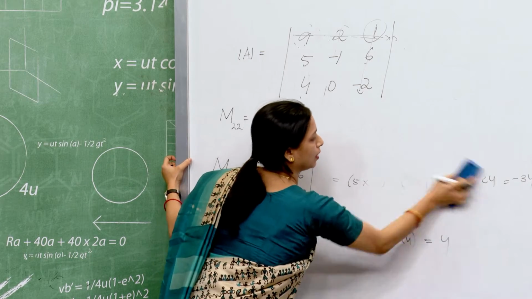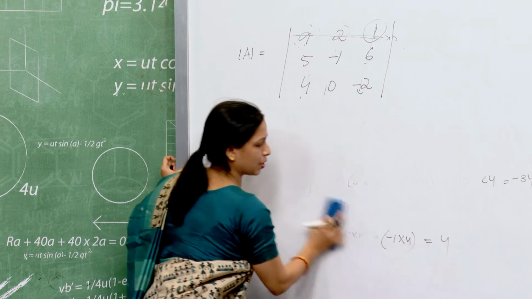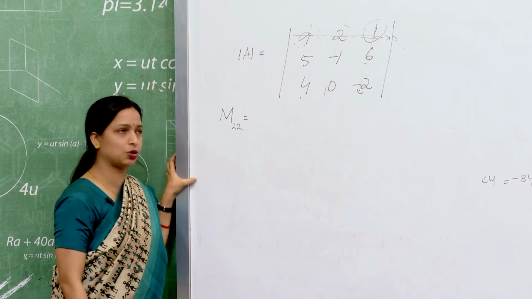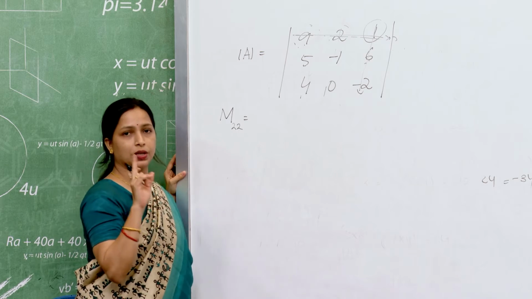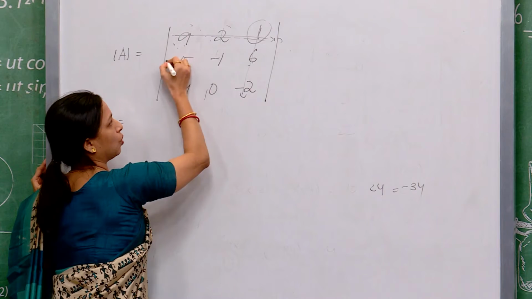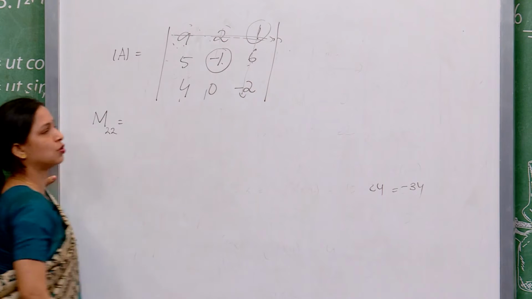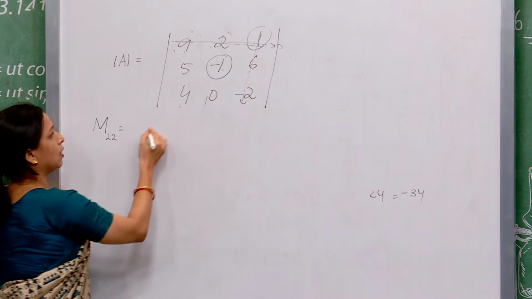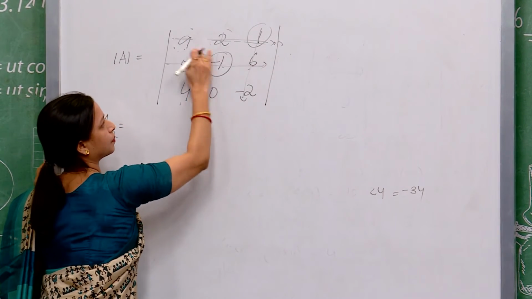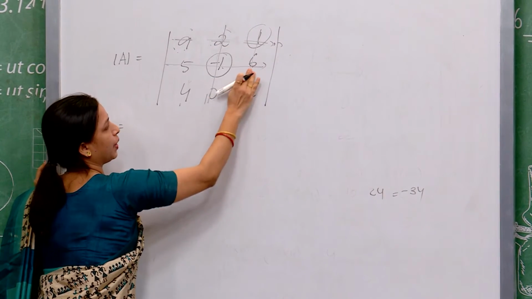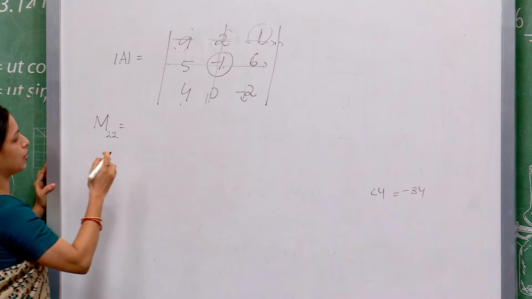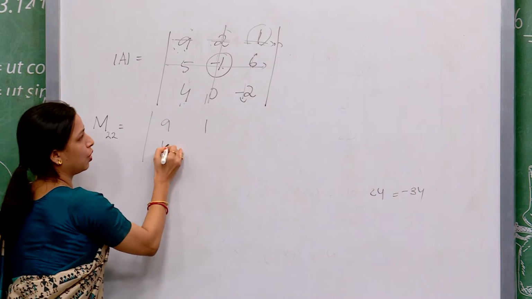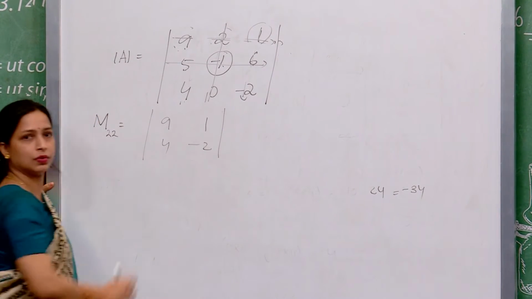Now, how to find out the minor of M22? Same steps you have to use. M22 means the minor of A22. Where is A22? A22 means row 2, column 2, that means here, minus 1. So, you have to find out the minor of A22, which is M22. Now, I delete the row and the column in which minus 1 exists, right. So, what is remaining? 9, 1, 4 and minus 2, right.